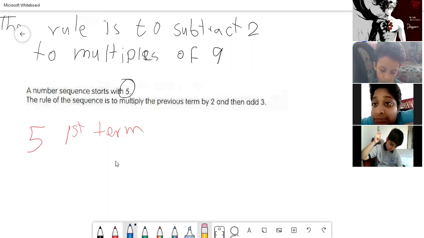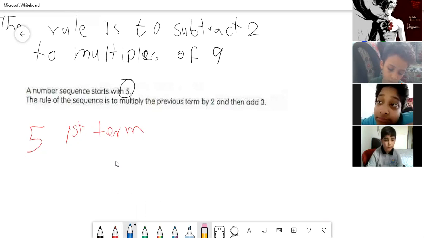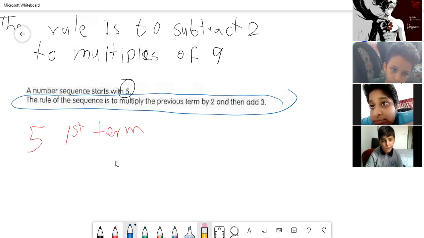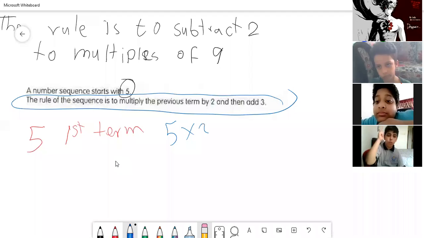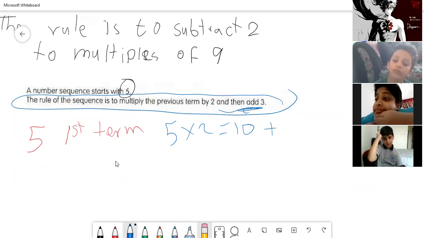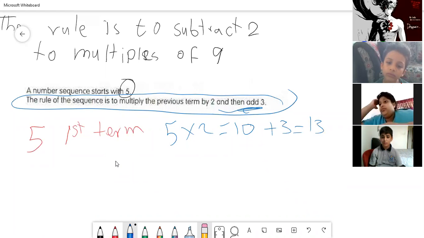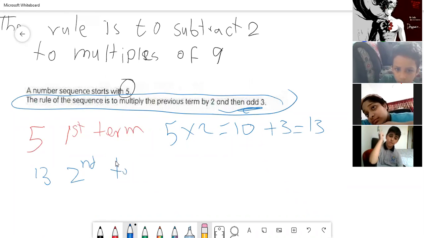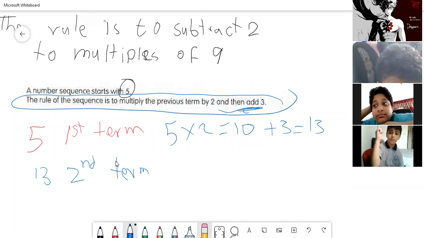So I'm going to follow this rule. The rule says to multiply the previous term by 2. So 5 times 2 equals 10. Then add 3. 10 plus 3 equals 13. So the second term is 13. We have 1 minute only, so we can finish this quickly.